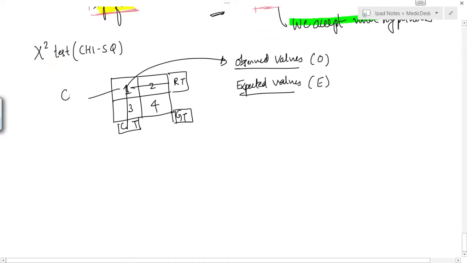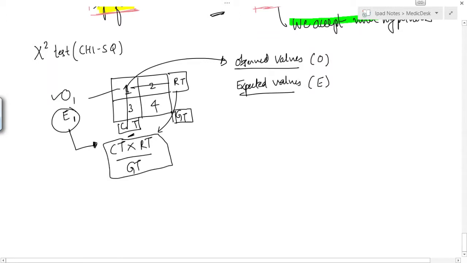So for this particular cell we have O1 and we need E1. This is given, this is to be found out. For finding this figure, we will use the column total into row total divided by grand total. This formula will give us the expected value of cell 1, and similarly we will find E2, E3 and E4.